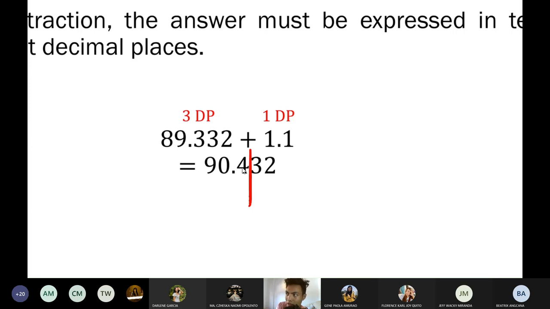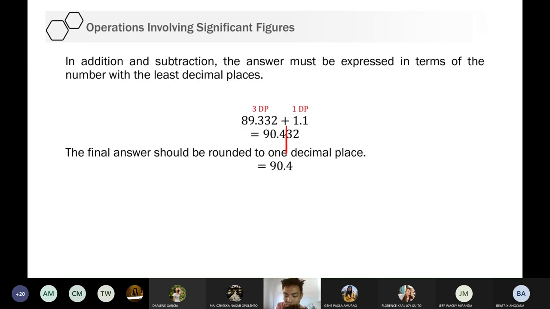However, you still have to check the number at the right side of your cutoff line. Okay, so you have to check if this number can be rounded up or rounded down. Okay, so when rounding up, you should check whether the number at the right side is 5 or above. If that's the case, you add 1 to your final number. If the number here is below 5, so that's 4, 3, 2, 1, and 0, you have to retain the original number. Okay, so you round it down. So the final answer should be rounded to 90.4.